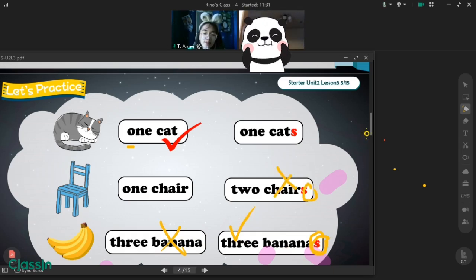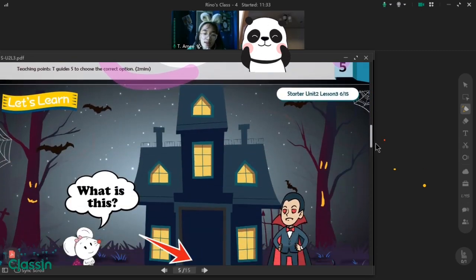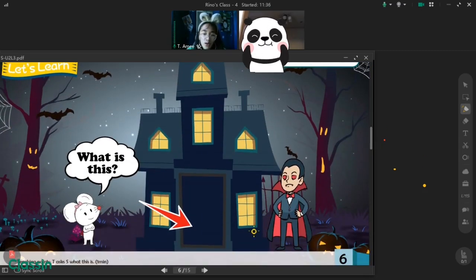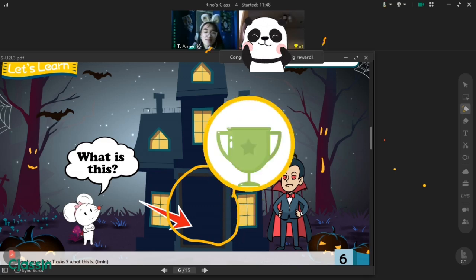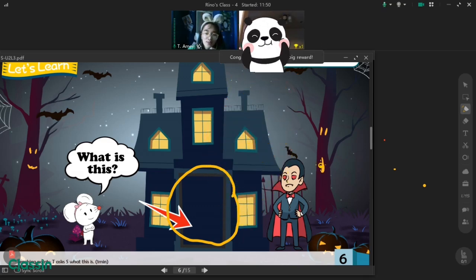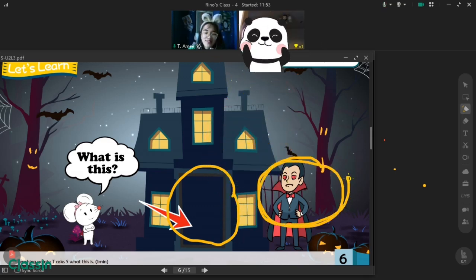Okay, Reno? Let's try it again. Oh, what is this, Reno? What's that? What is that? Knock, knock, knock. Door. Very good. Yeah, it's a door. How about this one? Vampire. So this is his door.